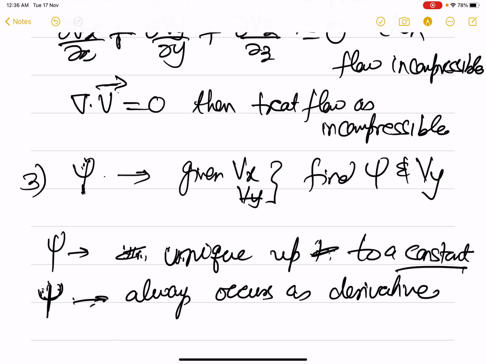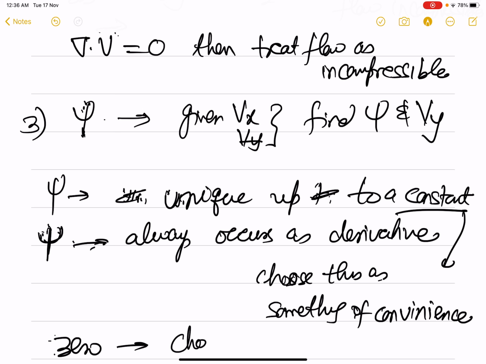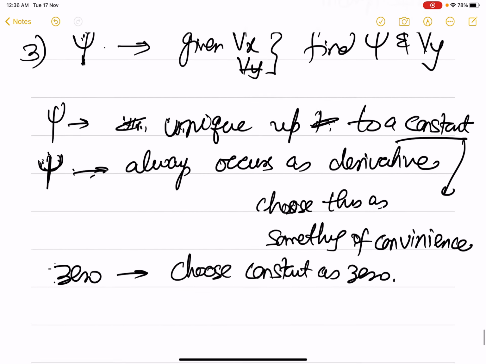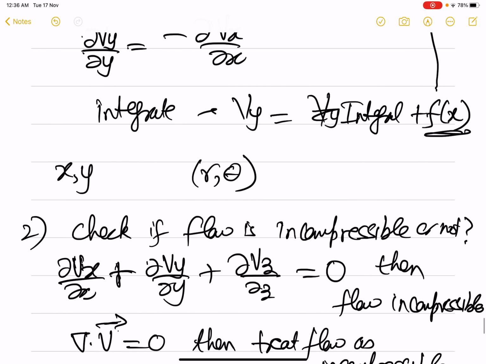And you can choose this constant as something of convenience. For me, the most convenient number is 0, so I can choose this constant as 0. So these are some of the types of problems you will face and you will be asked to solve on this topic. Thank you very much.